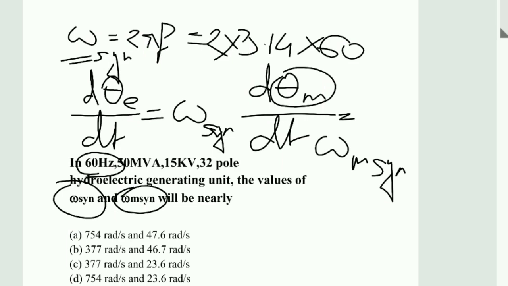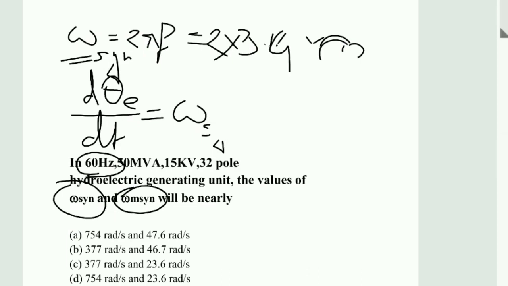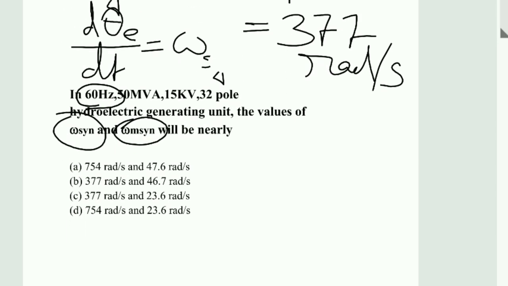ये कितना आएगा? 376.8. We are taking it as 377 रेडियन पर सेकेंड है इसका यूनिट, रेडियन पर सेकेंड. So 377 radian per second. Now we got one answer, omega synchronous के आंसर हमको पता चल गया. Now omega m synchronous कैसे निकलता है?